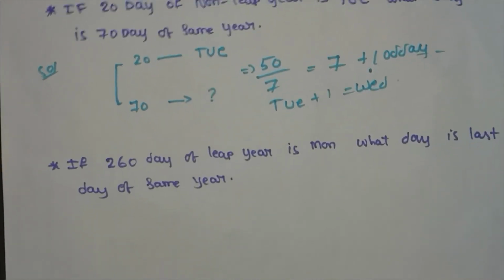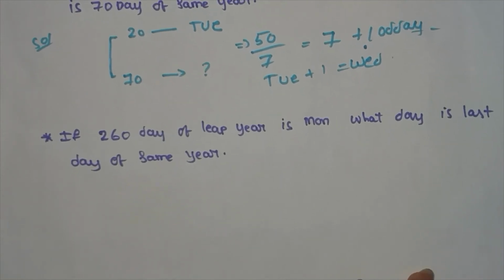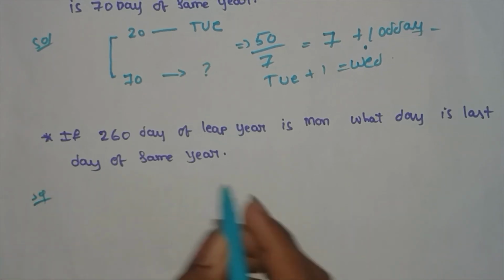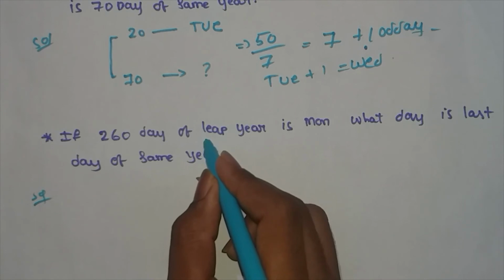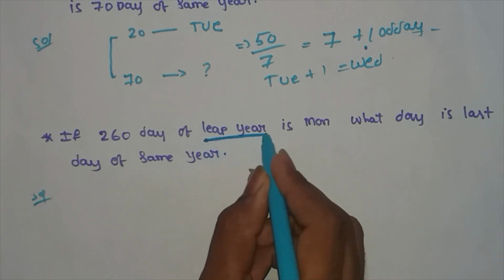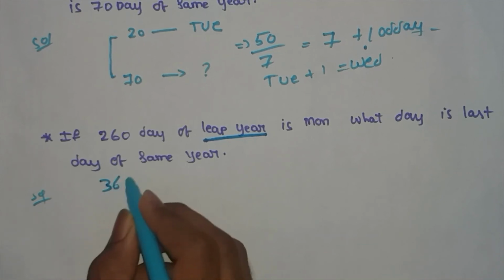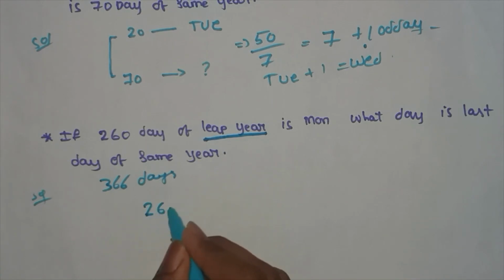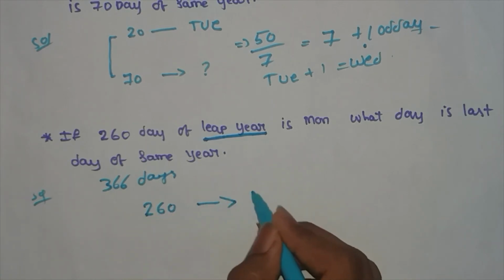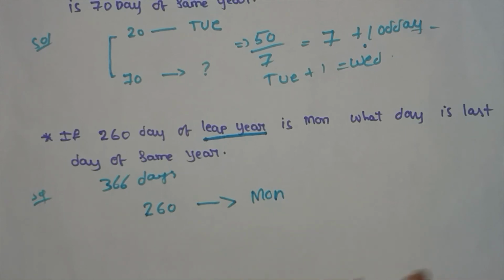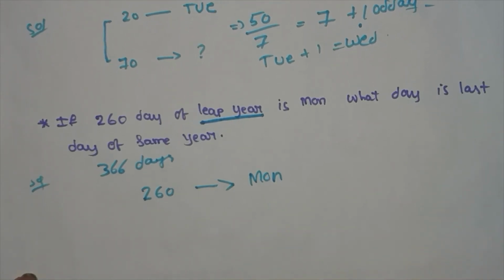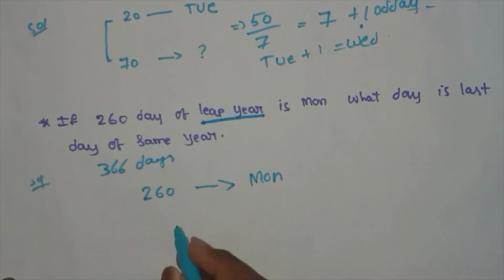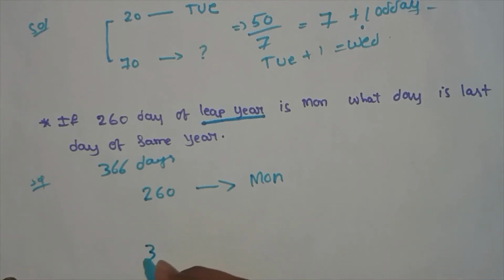Okay, so this is another question. If the 260th day of a leap year is Monday, what day is the last day of the same year? Here read the question clearly, they have asked about a leap year. A leap year means we will get 366 days, right? So the given details are, the 260th day of a leap year is Monday, and I have been asked to find out the last day of the same year. What is the last day of a leap year? That is the 366th day.